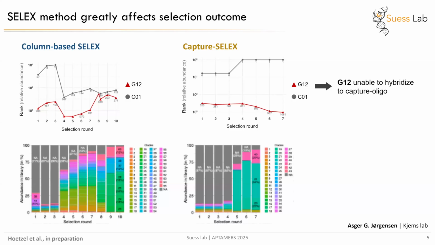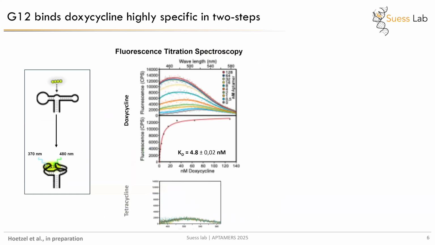We then also tested the top 10 of the last round from the column SELEX if they bind to doxycycline, and 6 out of 10 do, but none of them were found regulatory active. We then decided to go deeper into the characterization of those aptamers, and we decided to do this with G12 due to its higher switching factor.